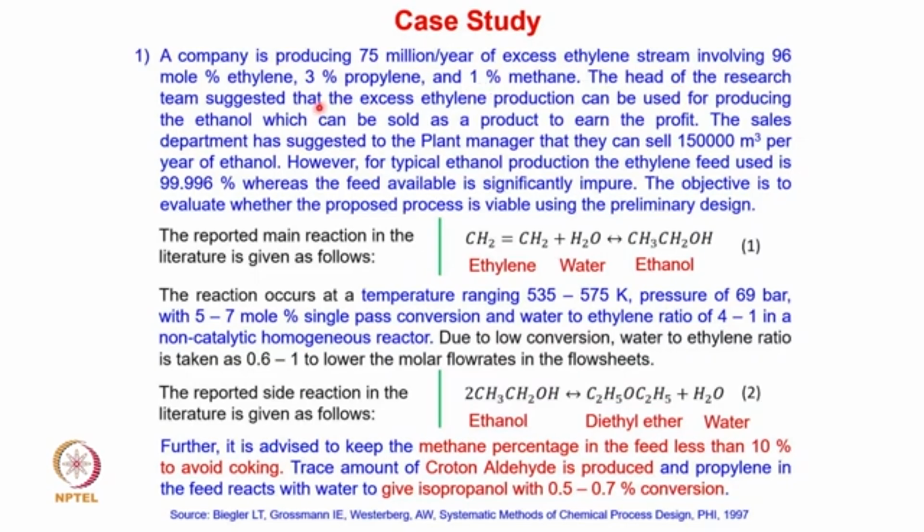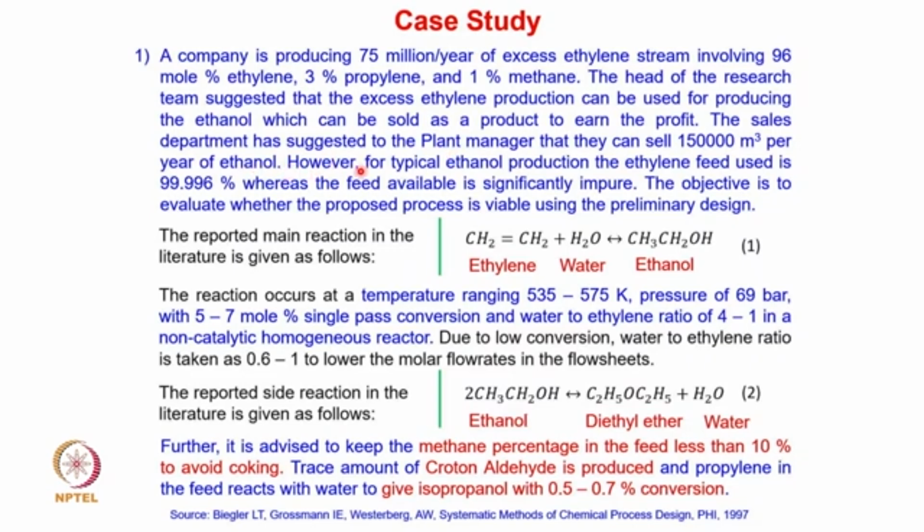So the head of the research team suggested that the excess ethylene can be used for producing ethanol, which can be sold as a product to earn a profit. So in this case, the research team is suggesting that we can produce ethanol from this excess ethylene, and it can be sold. Again, the sales department has suggested to the plant manager that they can sell 1,50,000 meter cube per year of ethanol. So clearly there is a demand.